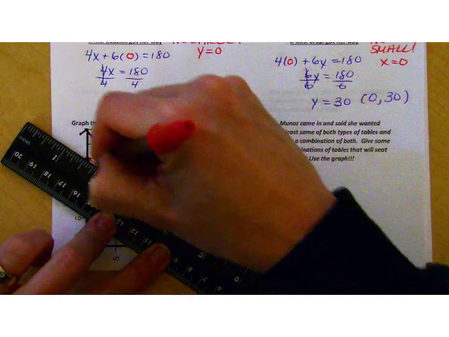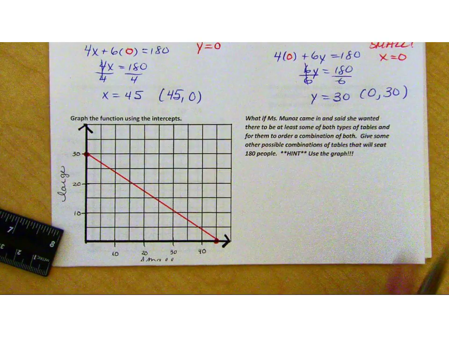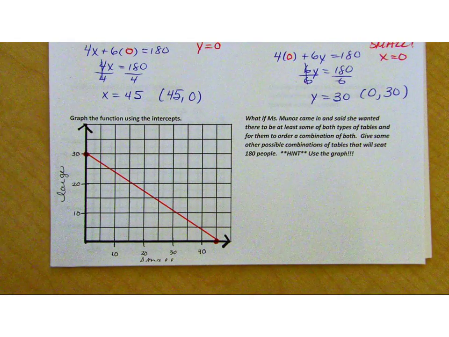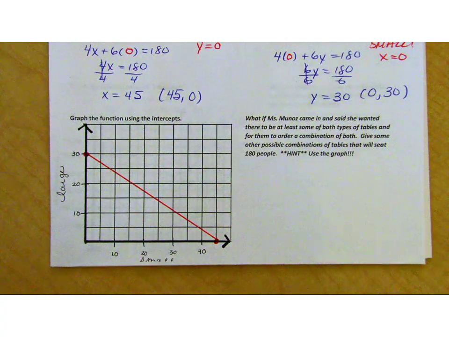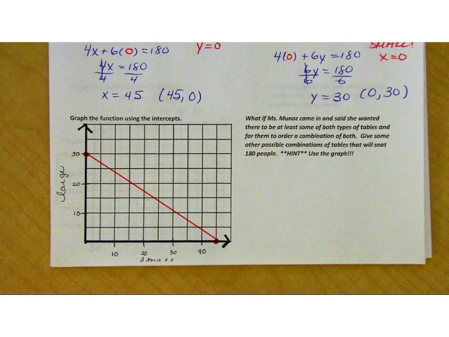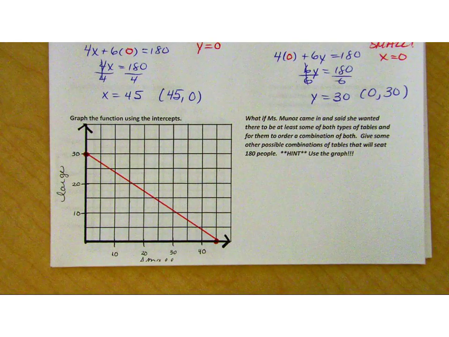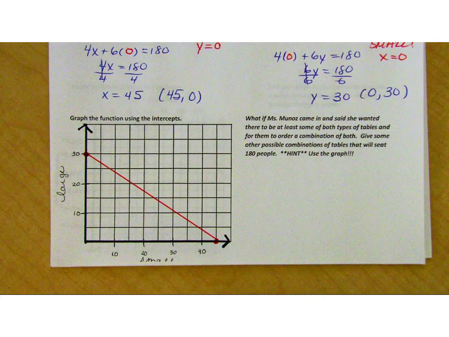Because Miss Munoz walks in while they're having this conversation about what kind of tables to order, and they can't agree and they're arguing, and Miss Munoz says, fine, just order some of each. Order some small and some large. Do you see the math now that we have to do? Well, if small fit 4 and large fit 6, how do I figure out some combinations that don't make me order too many tables, but I got to order enough? So, hint, use the graph.